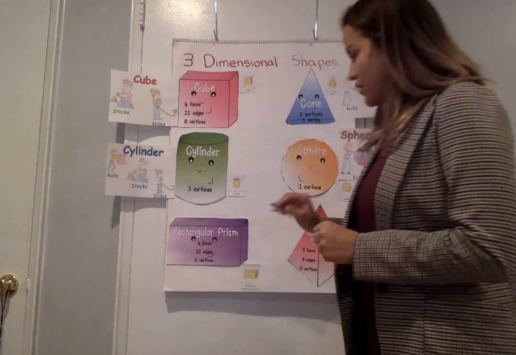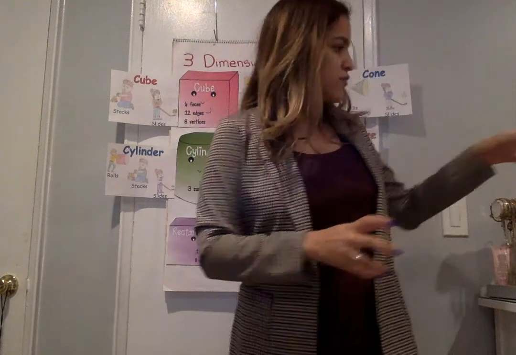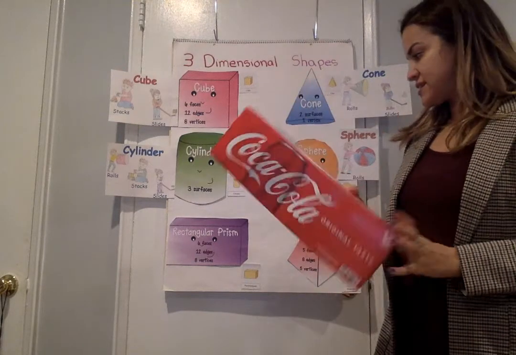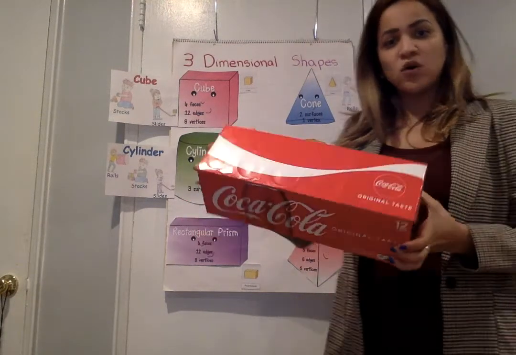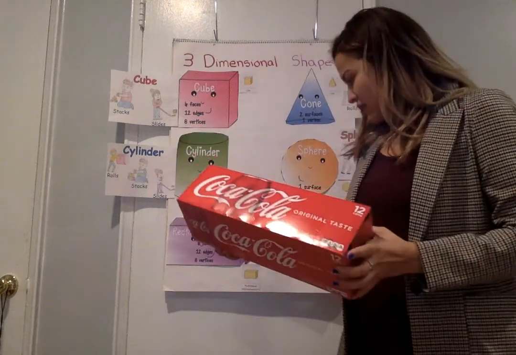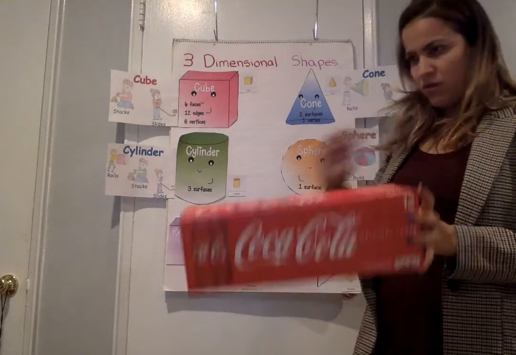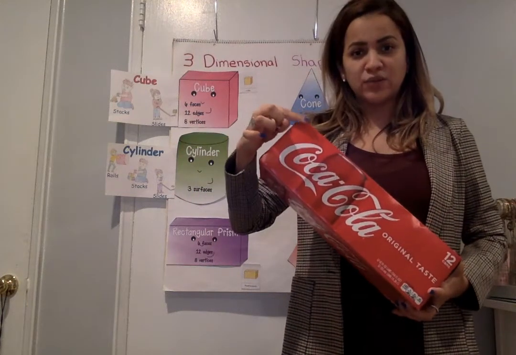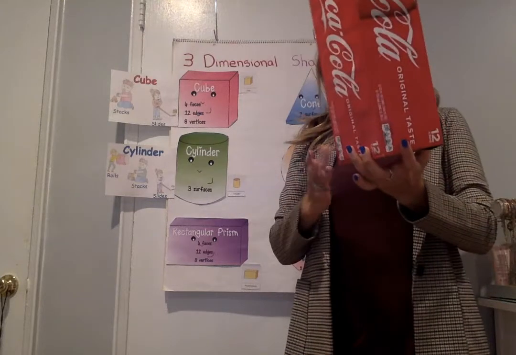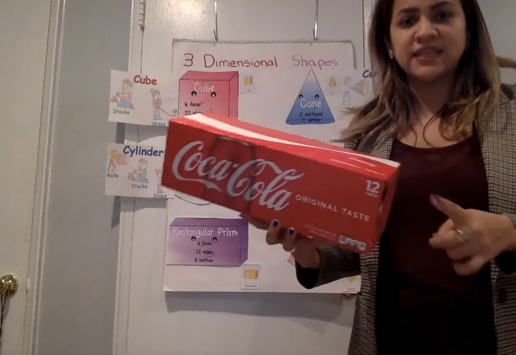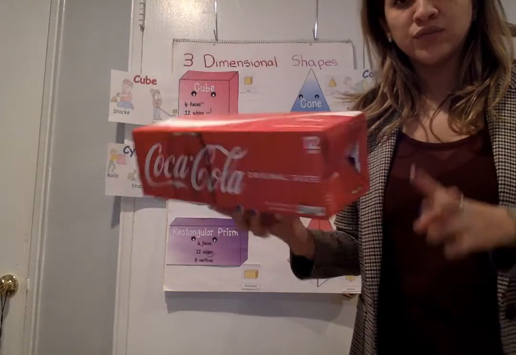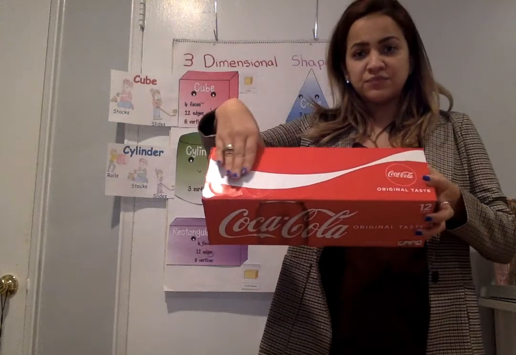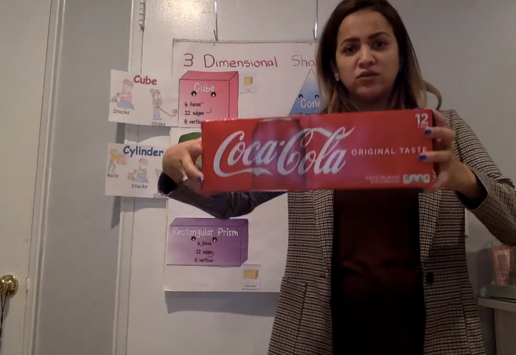The rectangular prism. Where can I find a rectangular prism? Now, the rectangular prism has 6 faces and 8 vertices. 1, 2, 3, 4, 5, 6, 7, 8. All the little corners are vertices. And as you can see, it's in the shape of a rectangle.